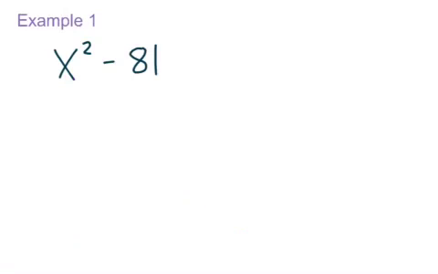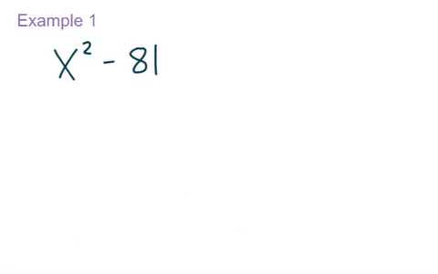Okay, so example 1 says x squared minus 81. Before we factor this, we need to make sure that it is a difference of perfect squares. So all the exponents, which is just this one right here, is 2, so that's even. 81 is a perfect square because 9 squared is 81. And it's subtraction, which means it's a difference. If it was adding, we couldn't factor it like how we're about to.